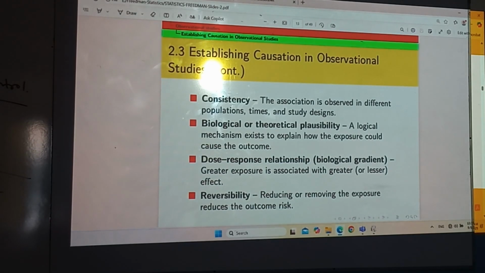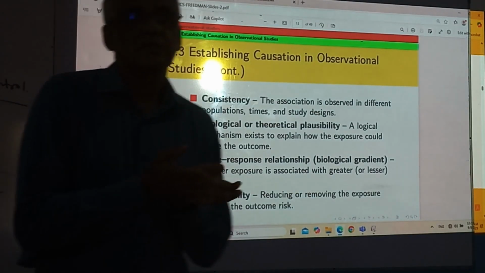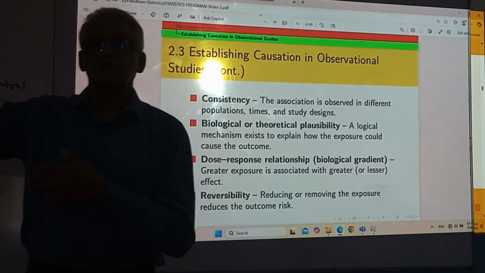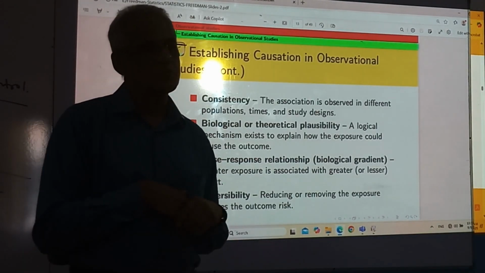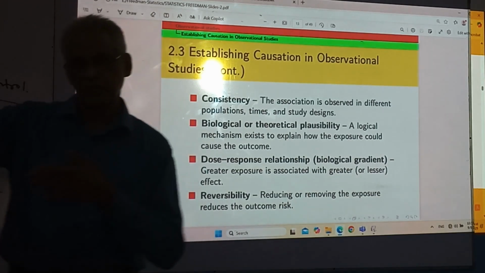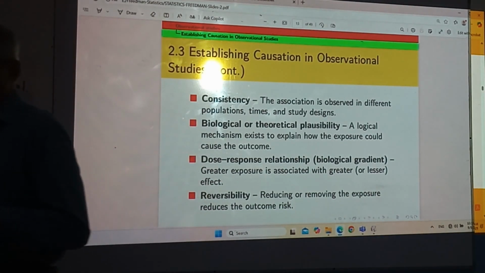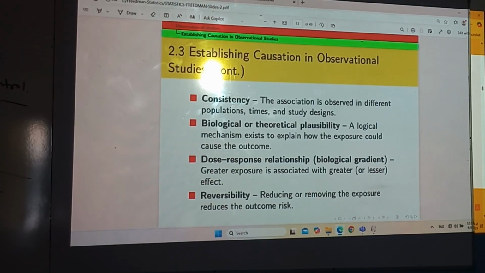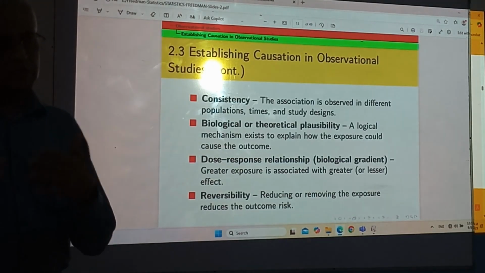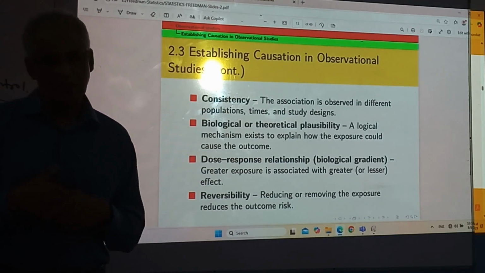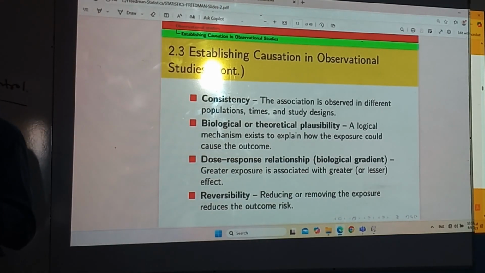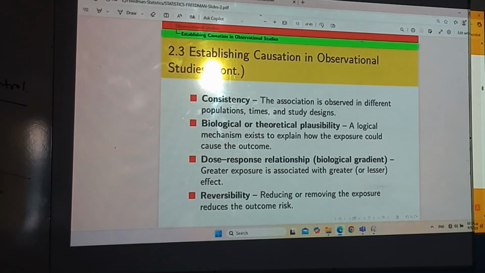And then reversibility. That means if you stop, for example, changing X, then changes in Y also should stop. Because if X is causing that, then when you stop one thing, the other one should also stop. So these are several criteria, not only one. You have to check all these things in an observational study. Some may not be relevant, but you have to check all the relevant criteria to decide whether an observed association can be considered a causation.